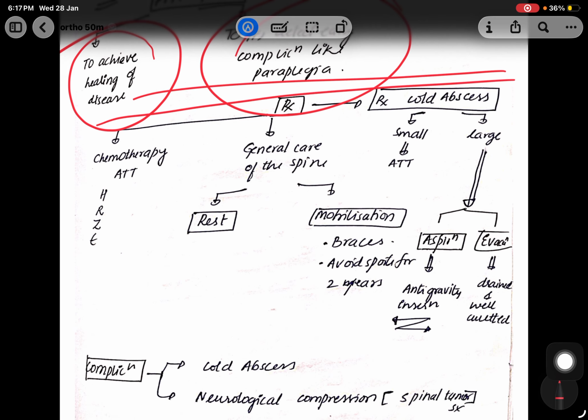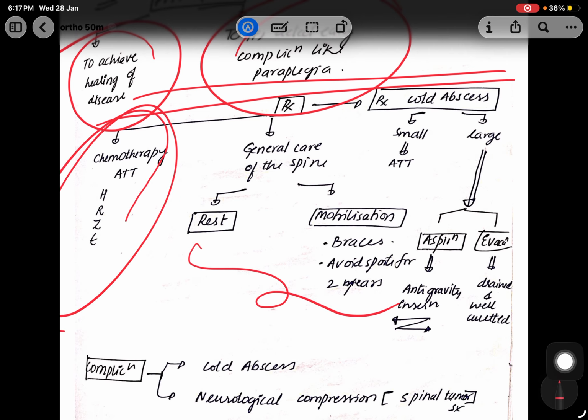If there is no paraplegia, then obviously we start with HRZE, then general spine care of the patient, that is immobilization, all those things. Then if there is a cold abscess, if it's small, obviously you can just go with ATT, but if it's large, you have to do an aspiration in the anti-gravity insertion way. Otherwise you will have cutaneous TB.